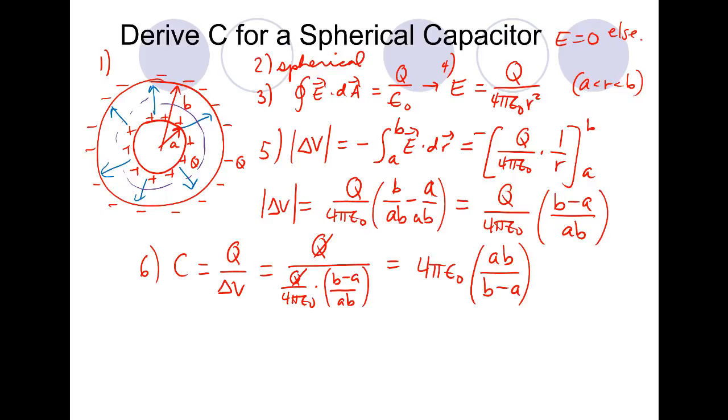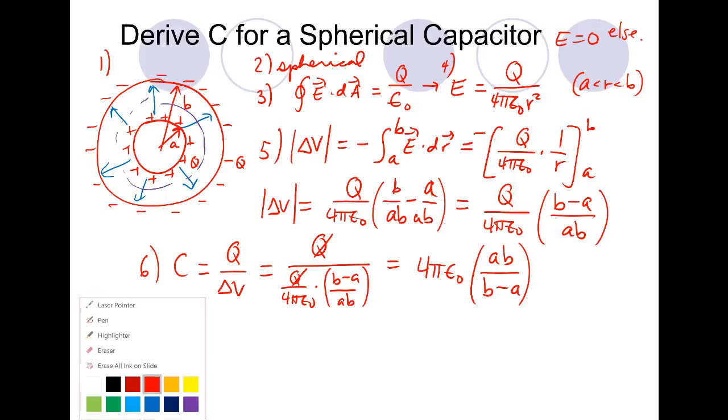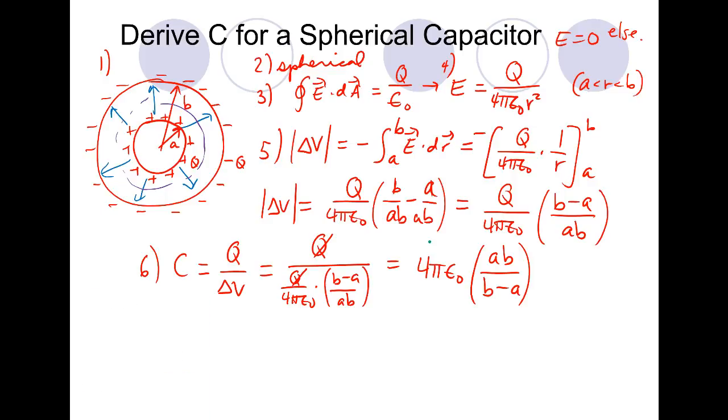Okay. And one thing that you'll see is that this reduces to the expression that we had last time for a sphere. The only difference is that as A approaches 0, it would turn into 4 pi epsilon naught B. So we can kind of think of it that way.